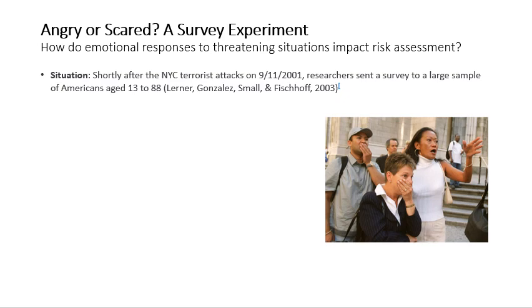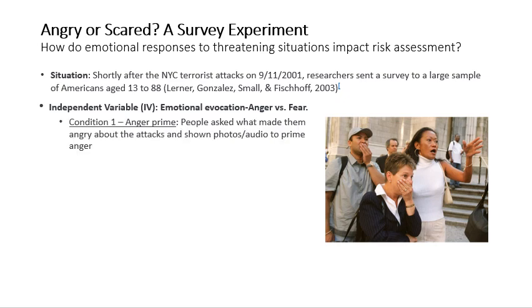This study was done shortly after the 9/11 attacks, and a large sample of Americans aged 13 to 88 were part of the sample. They had an independent variable and dependent variable. Their independent variable was emotional evocation, anger versus fear. This means they primed their participants to experience the 9/11 attacks, either generating feelings of anger by, as part of the survey, asking people what made them angry about the attacks, and showing them photos and audio tapes that would make them feel angry.